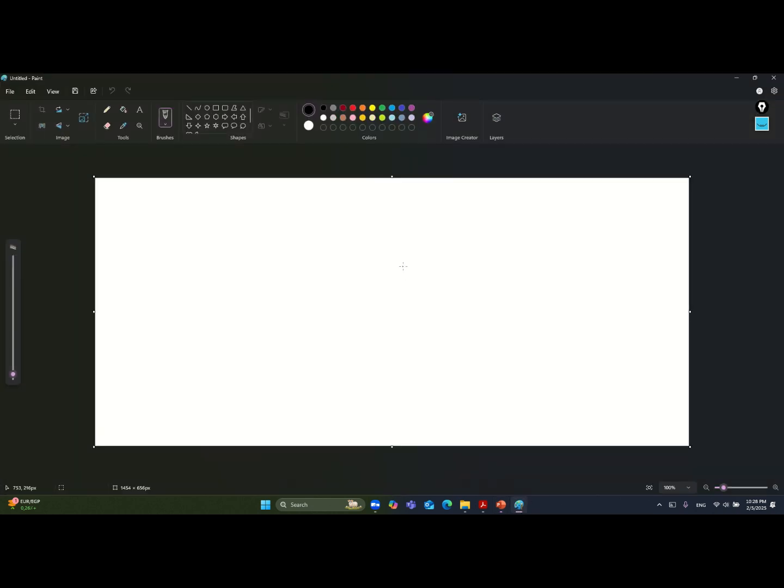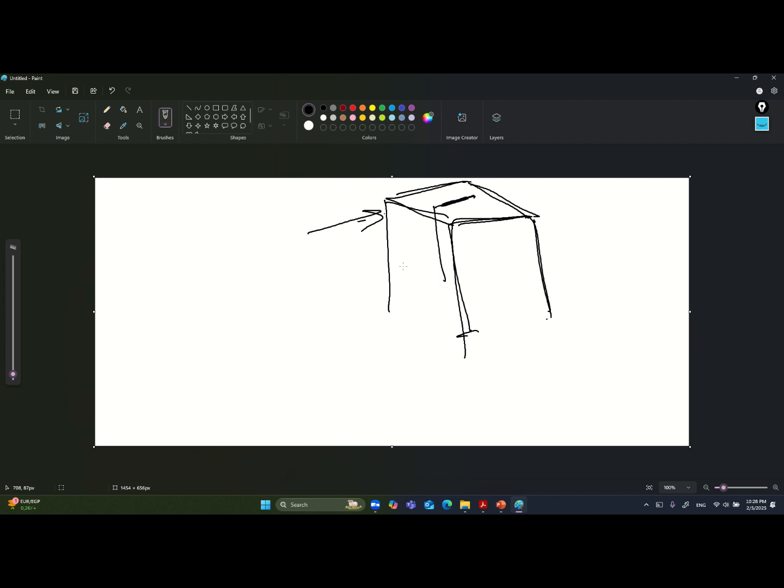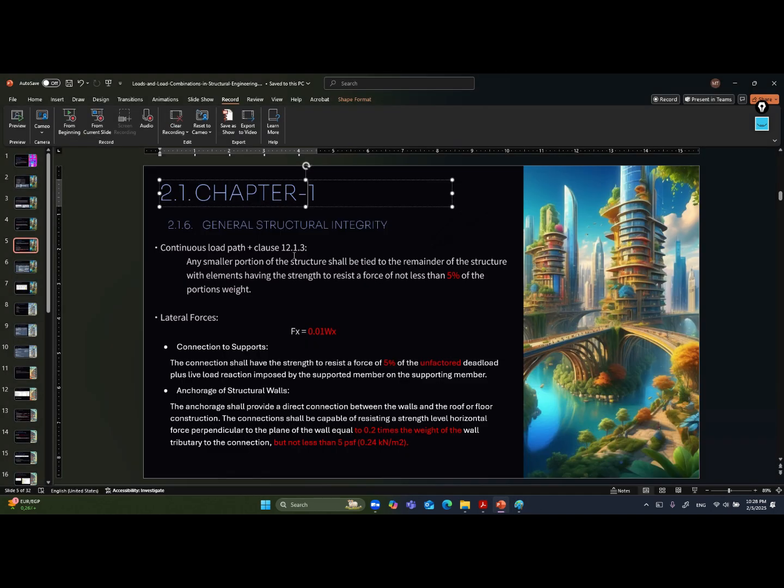Like here, if I have a building and I have a lateral force acting here, we all know that the roof will act as a diaphragm, and we have a lateral resisting system, whether it is a moment frame or a shear wall. So through the diaphragm, it will transfer this lateral force to the lateral resisting system, if it is a shear wall, and it will be able to resist it.